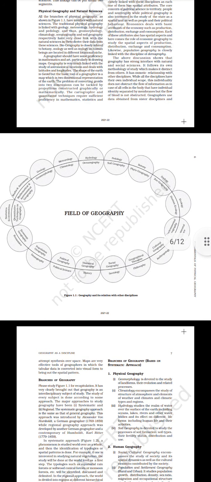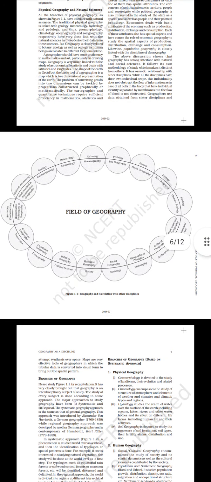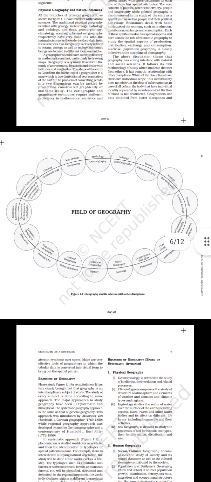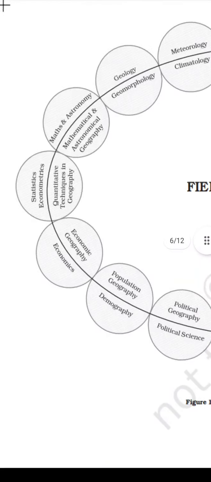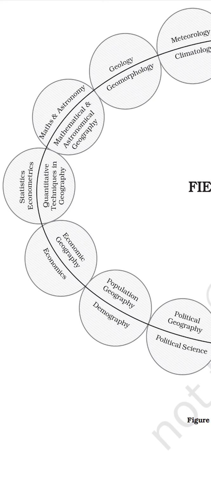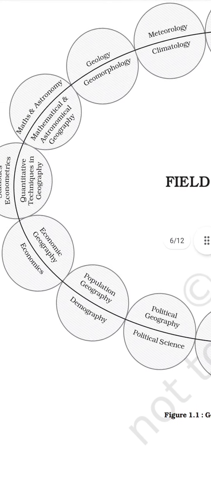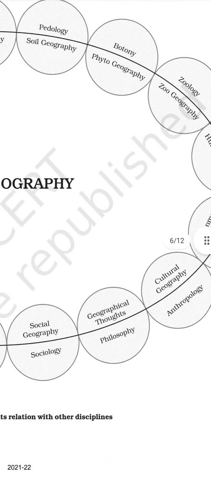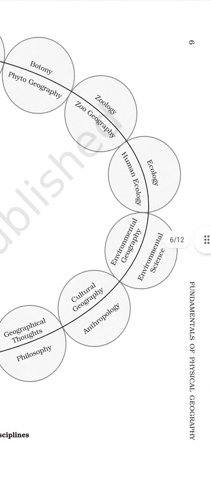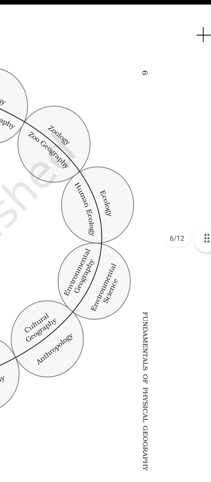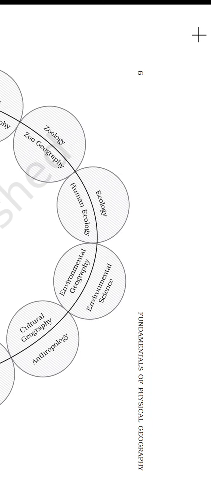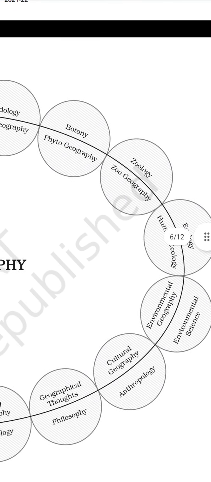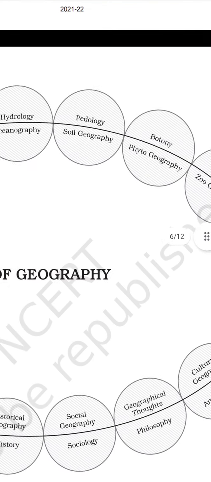Take a look at figure 1.1, geography and its relationship with other disciplines. Field of geography. Economics, economic geography. Demography, population geography. Political science, political geography. History, historical geography. Sociology, social geography. Philosophy, geographical thought. Anthropology, cultural geography. Environmental science, environmental geography. Ecology, human ecology. Zoology, zoogeography. Botany, phytogeography. Pedology, soil geography.